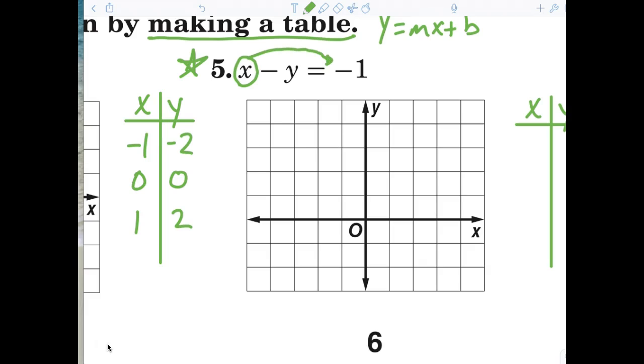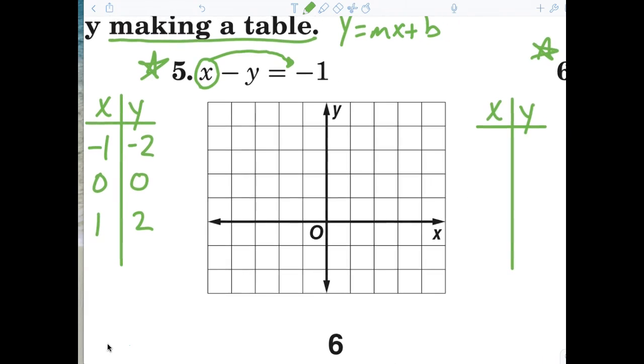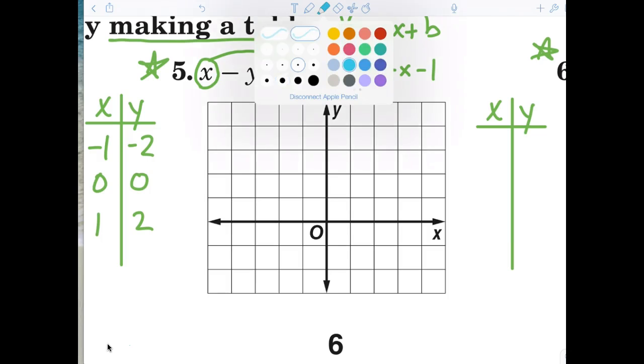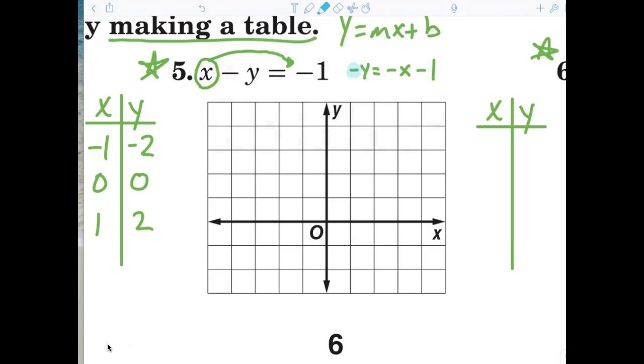And when I move it to the other side, it becomes what? -x. So now my equation is -y is equal to -x minus 1. Is everybody happy with that so far? Listen to what I'm saying. Does everybody see I moved the x? Yes. Now, the next problem is that the y value has a negative in front of it. I don't want the y to have a negative. I want it to be what?